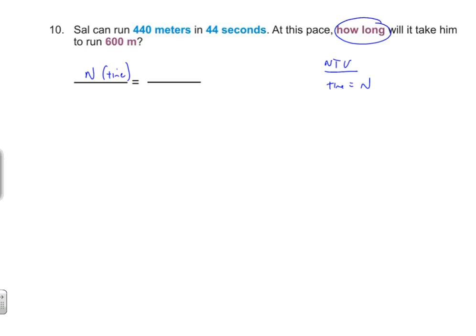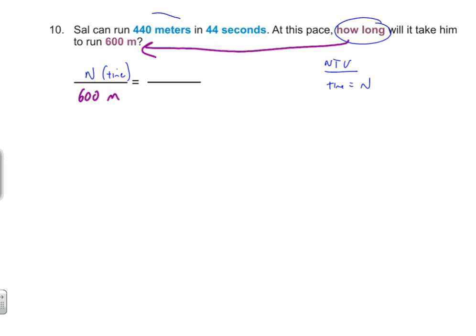Now, which unit, the 440 meters, the 44 seconds, or the 600 meters, goes with this time that we're looking for? And I have it color-coded, so it's easy. Well, the 600 meters. And again, I like to make my proportions with the things that go together as the top and bottom of a fraction. So 600 meters goes in the bottom.